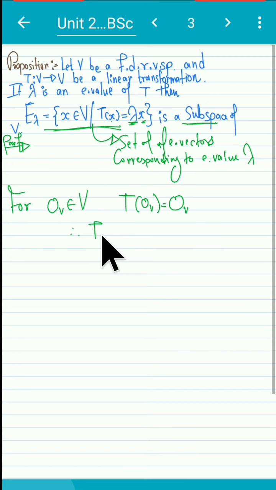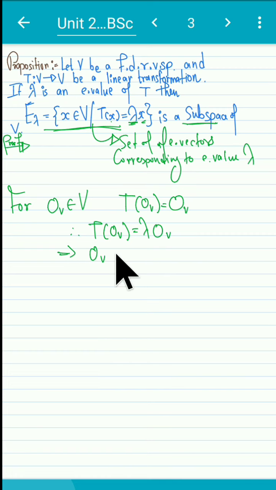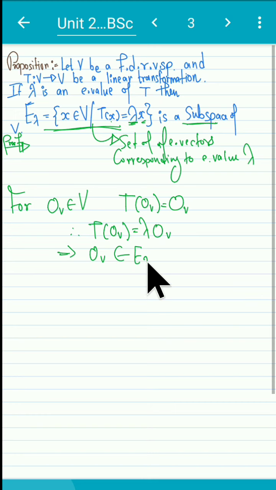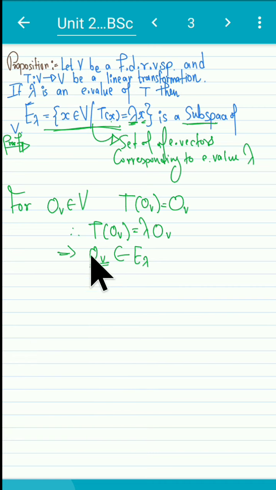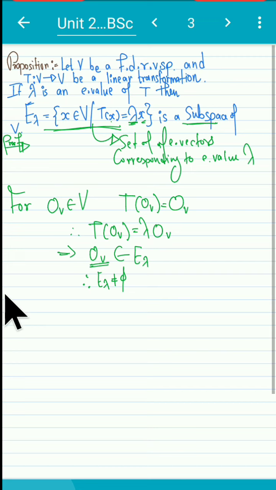Therefore, my T of 0v is nothing but lambda times 0v. This implies my 0v satisfies this condition. Hence, my 0v must be an element of E of lambda. I know that this is not an eigenvector, but still it is an element of the set. Okay. So, my 0v is an element of this. Therefore, my E of lambda is a non-empty set. Correct.